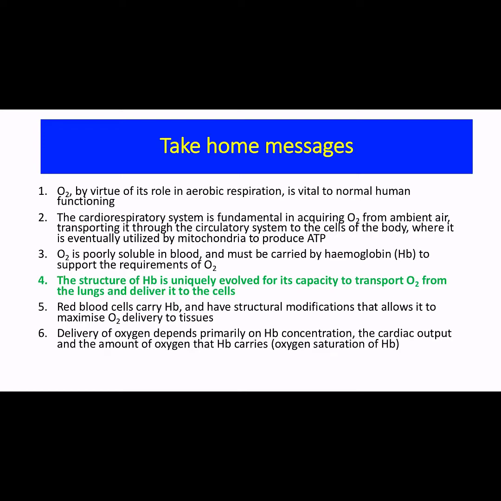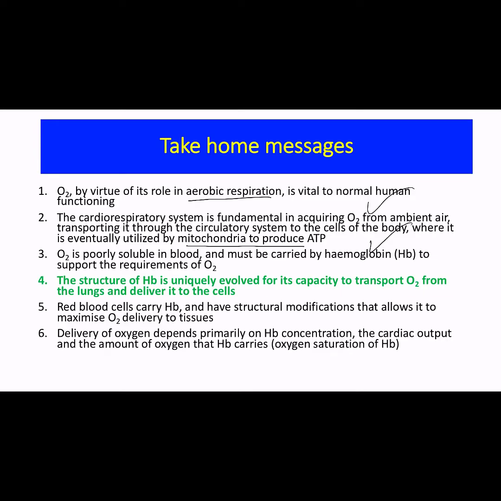You should now all know that oxygen is vital for human functioning, as it helps to produce sufficient quantities of ATP required through aerobic respiration. You should also know that the cardiorespiratory system helps to bring oxygen from the environment into the lungs, into the circulatory system, and thence onto the tissues, where oxygen is utilized by the mitochondria to produce ATP.